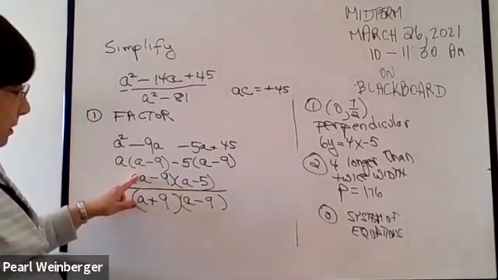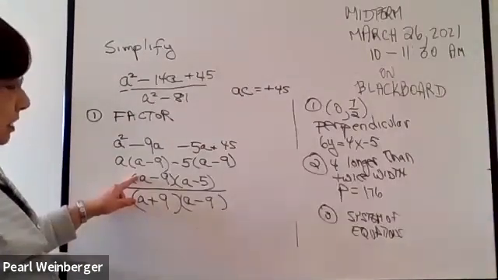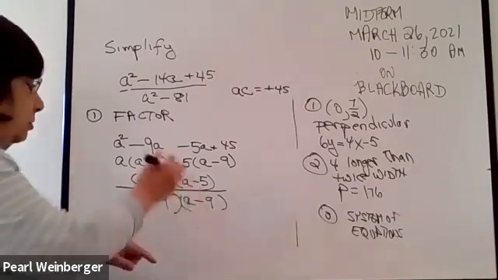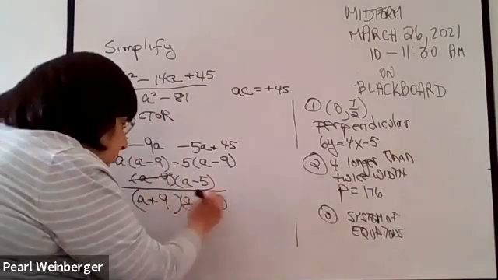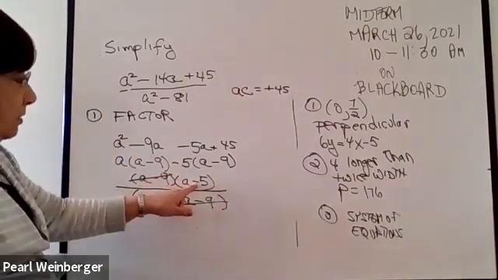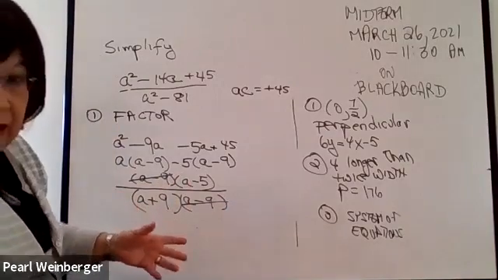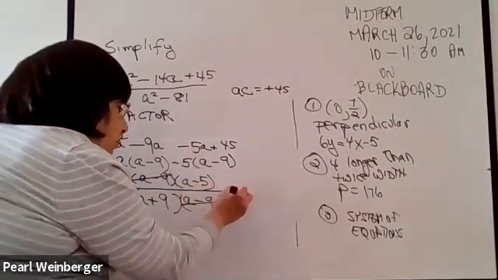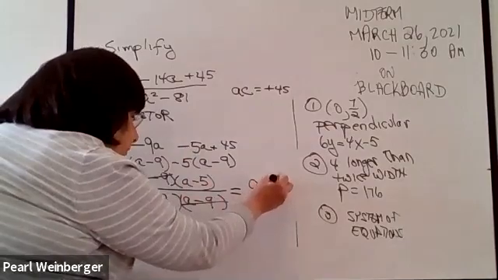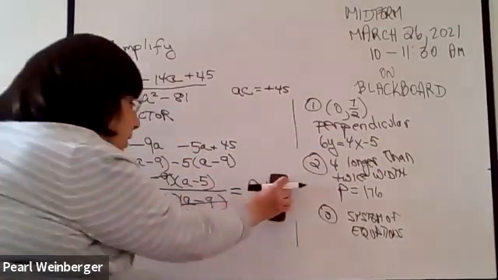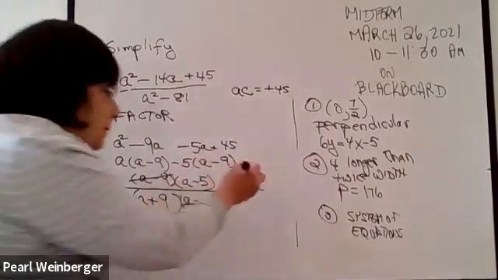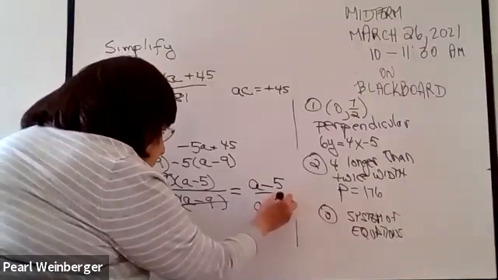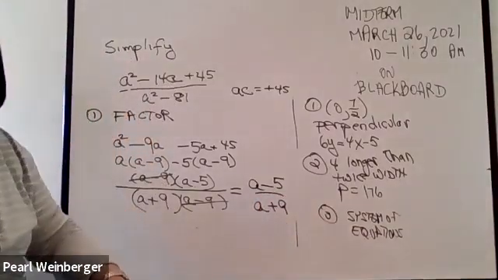So I look at this a minus 9 and I look, is there anything that it can cancel out with? And there is an a minus 9. It has to be identical. I can cross out this a minus 9 with this a minus 9. Now the a minus 5 and the a plus 9 can't be canceled out. You cannot do anything even though they both have a's in them. So your final answer becomes a minus 5 in the numerator over a plus 9 in the denominator. That is how we deal with this.